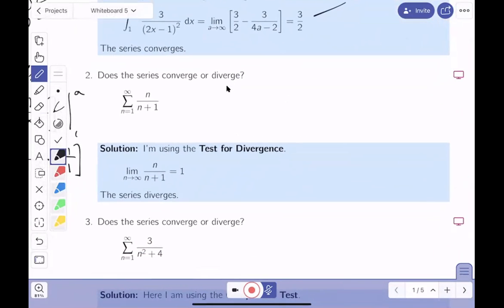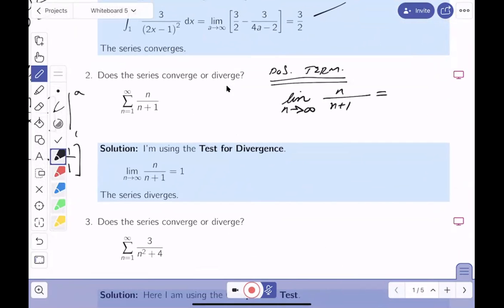All right, let's look at this one over here. And I'm looking at it, and I'm going to say, number 2, it's definitely a positive term series. So I'm always hoping that first test works out. Let's take a look at that. And that's the test for divergence. So I'm going to take the limit as n goes to infinity. And what do you get? n over n plus 1.